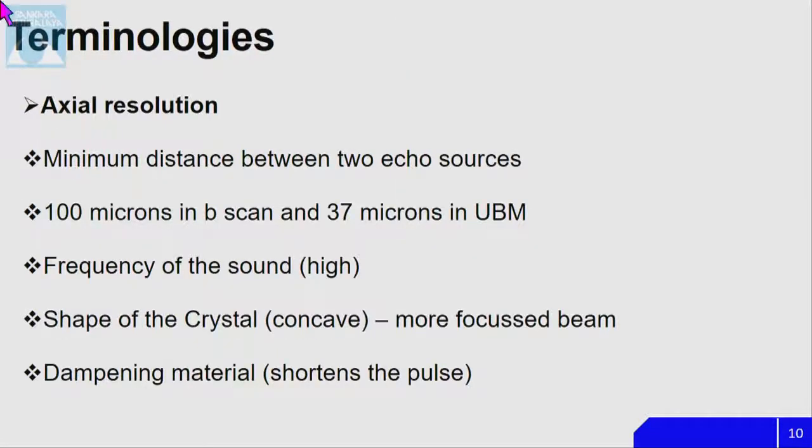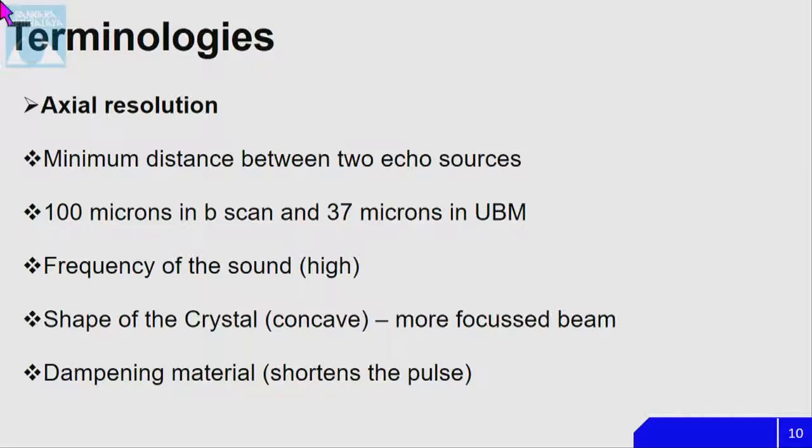So there are a few terminologies we are supposed to know. The axial resolution is defined as the minimum distance between 2 echo sources. It is 100 microns in B scan and 37 microns in UBM. So UBM has higher resolution, and is able to detect even that minimum distance.